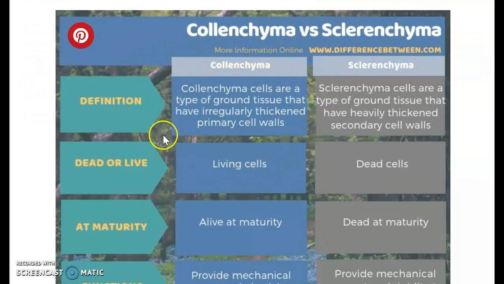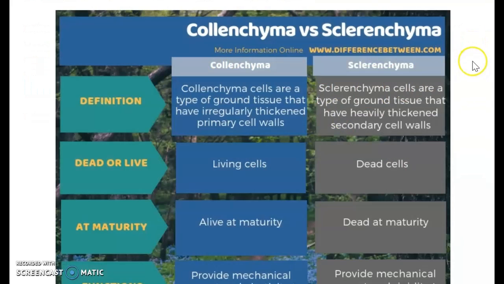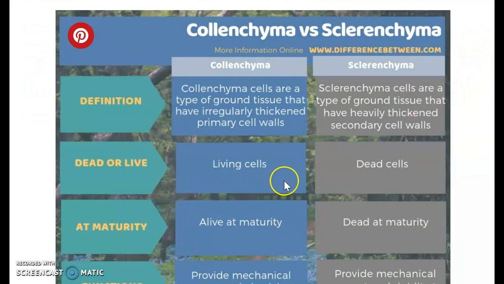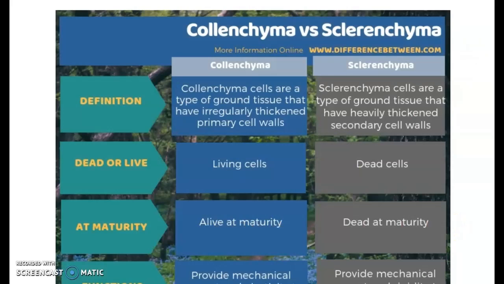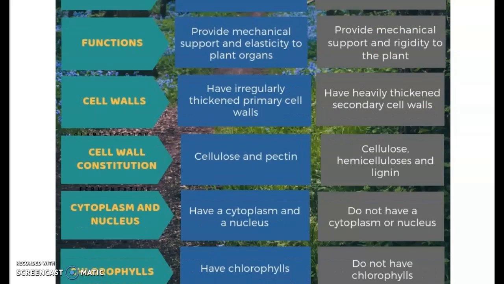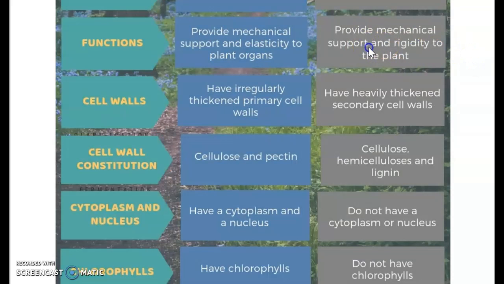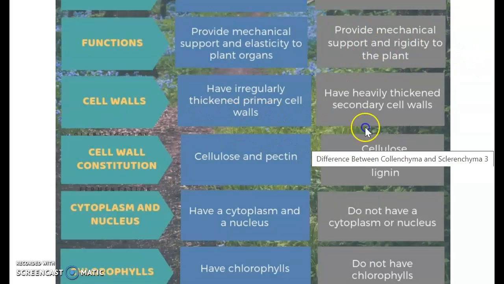Okay, now let's put this in table form. Collenchyma cells are types of ground tissue that have irregularly thickened primary cell walls. Sclerenchyma have heavily thickened secondary walls. Collenchyma is a living cell, sclerenchyma is a dead cell. At maturity, collenchyma is therefore alive, but sclerenchyma is not. In terms of function, collenchyma provides the mechanical support and elasticity plant organs need, whereas sclerenchyma provides the rigidity and support that they need.